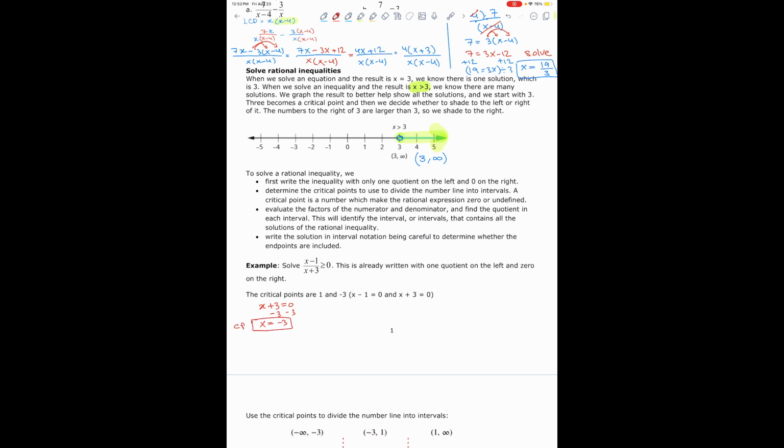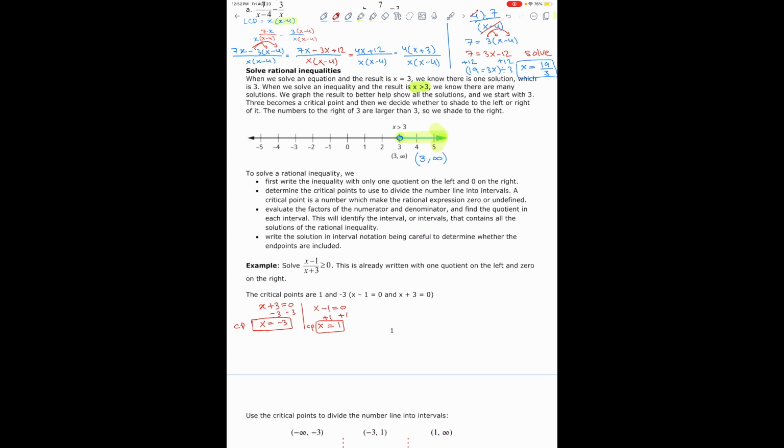The next critical point is what makes the expression 0. That is any x that makes the numerator 0. So we're going to say x minus 1 equals 0, and then we're going to solve this equation. We're going to add 1 to both sides. We get x equals positive 1. So that is our second critical point.